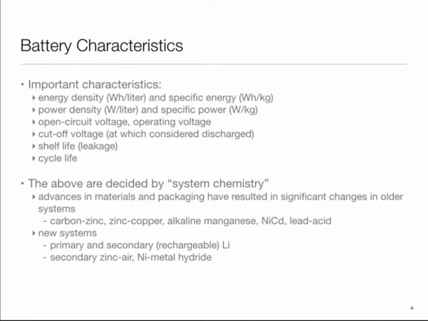Open circuit voltage refers to the voltage when the circuit is open. Cutoff voltage is the voltage at which the battery is dead. Shelf life is: I buy a freshly manufactured battery today, how long before it becomes useless. Cycle life refers to how many times I can recharge a rechargeable battery, so it's only for secondary batteries. All of these are really a function of the chemistry of the battery. Advances in materials have always been changing these things, and like I said, even now newer chemistries are being explored.